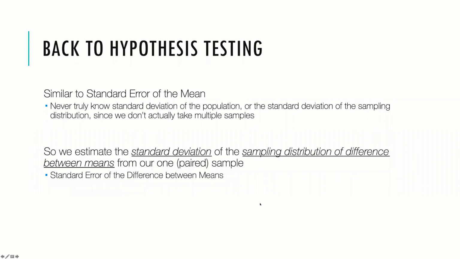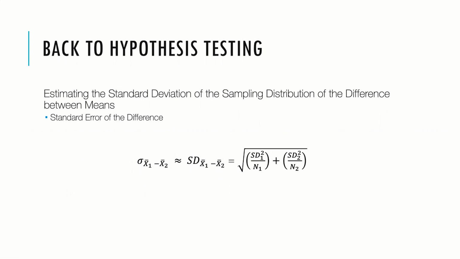So we estimate the standard deviation of the sampling distribution of the difference between means from our one paired sample. And when we estimate, it's called the standard error of the difference between means. So we estimate that sigma as a standard deviation of the sampling distribution of the difference between means, and this is how we do it. So instead of sigma sub x bar 1 minus x bar 2, it's going to be SD sub x bar 1 minus x bar 2.